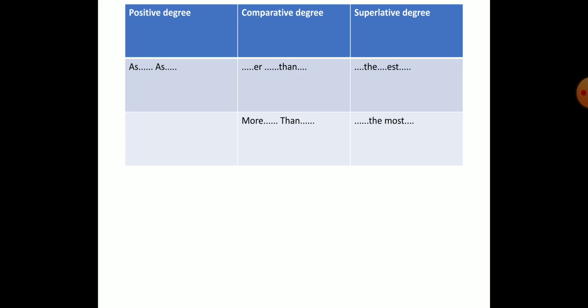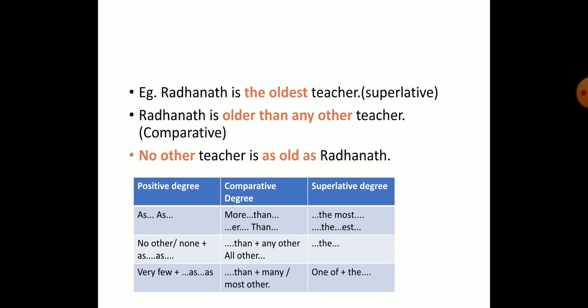Now, not only do I have the correct superlative degree, but I can change it from superlative to comparative or positive. So, let's get down to how we are supposed to change from one into the other without changing the meaning of the sentence. Okay, let's move further to the next slide. Let's start. Here we are. Take a sentence: Radhanath is the oldest teacher. I had told you that, right?